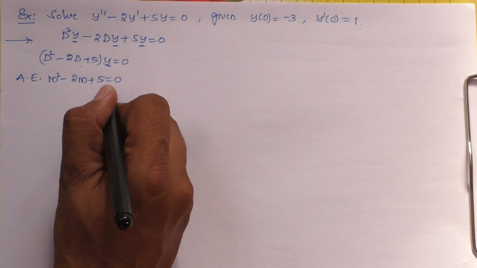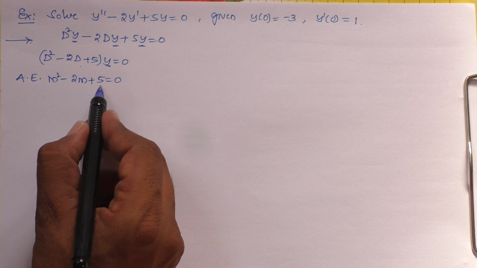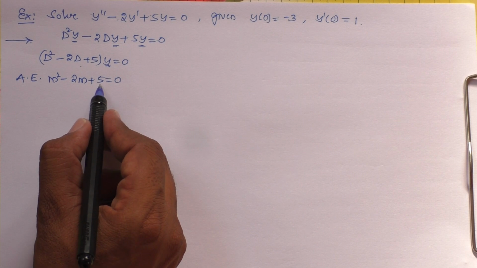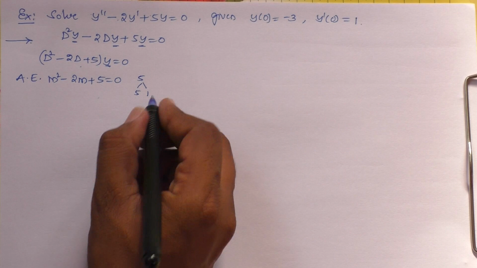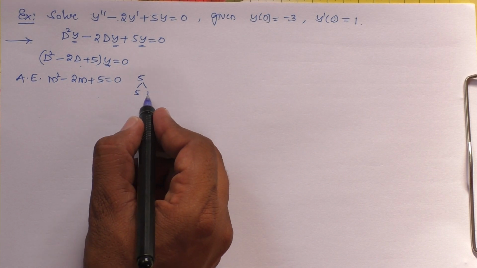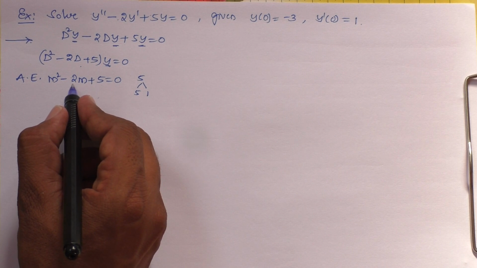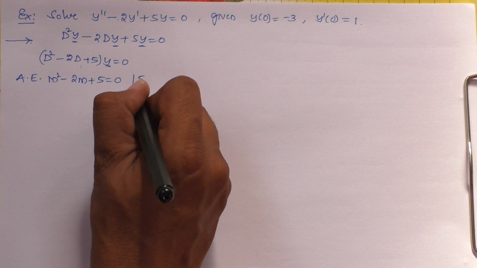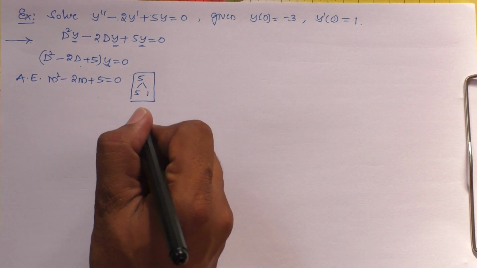To solve a quadratic equation, we have two options. We need to go for factorization or the formula. First, let us think of factorization. 5 can be factorized as 5 into 1, but when you multiply it will be 5, when you add it will be 6, but here it is minus 2. So factorization is not possible for this problem. Then you go for applying the formula.